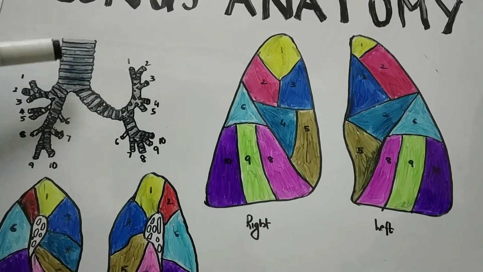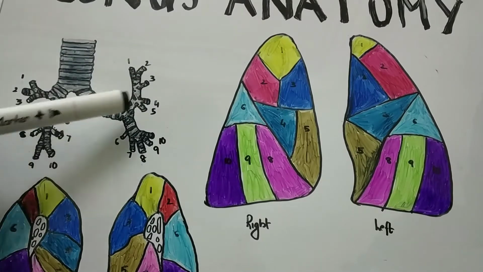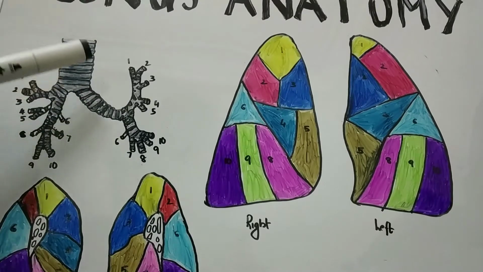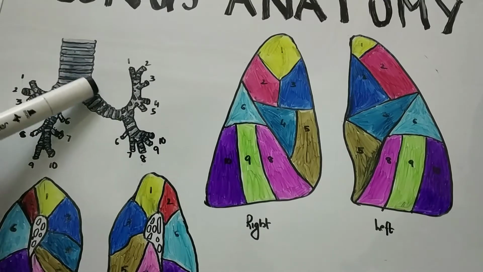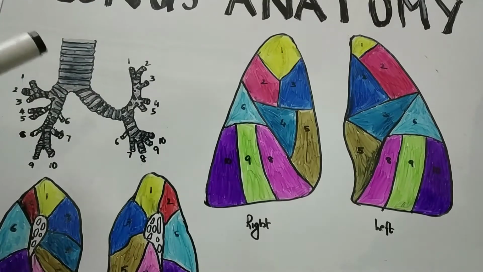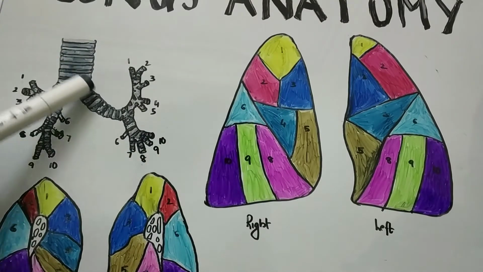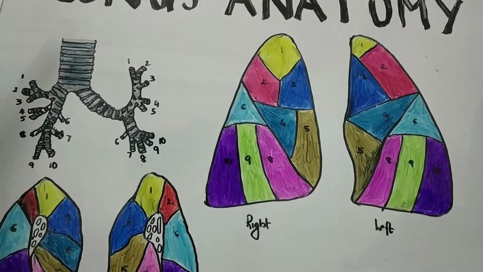So this is the trachea. The trachea bifurcates, that is, it divides into right and left principal bronchi at the level of the lower border of the fourth thoracic vertebra. This is the right principal bronchus and this is the left principal bronchus. The right principal bronchus is wider as well as shorter compared to the left, and it is in line with the trachea.